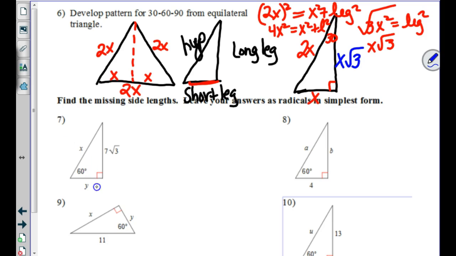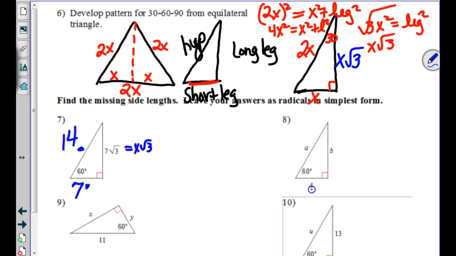All right, so 7 is real basic. If the long leg is 7 square root of 3, then the short leg is what? Yes, because it's x square root of 3. And I'm not using these x and y, I'm just using my pattern. So this one would be 7, and this would be twice as long or 14. Could you do that one on the quiz? Okay, 8 is also easy.